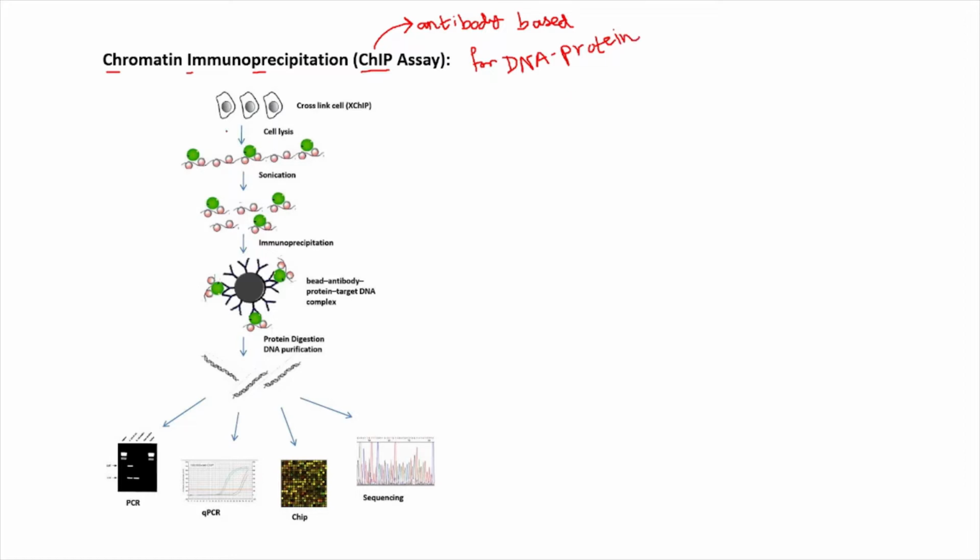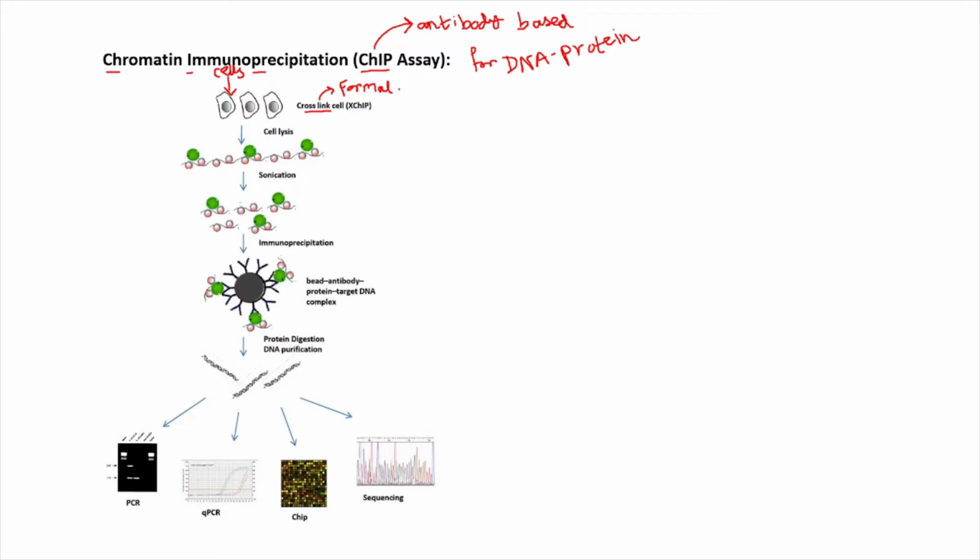Okay, so what do you do? You first take cells. You know that the nucleus of cells contains DNA. So you first take cells and then you cross-link them. You cross-link them by the reagent formaldehyde. So by use of formaldehyde, you are cross-linking the protein of interest to the DNA that is present in the cell.